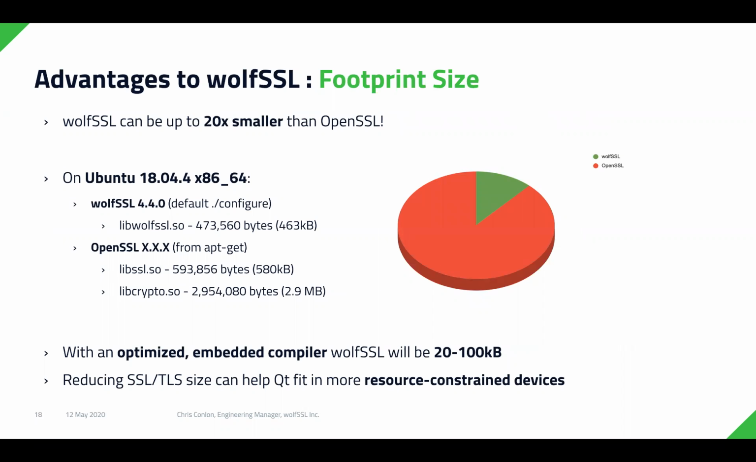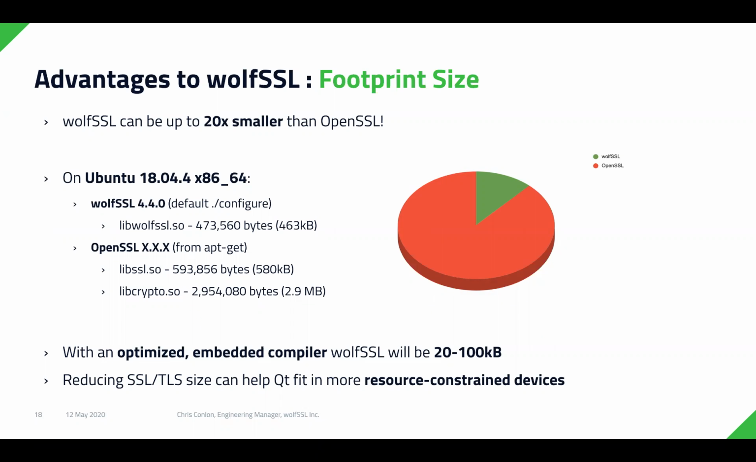Another advantage to wolfSSL is footprint size. So wolfSSL can be up to 20 times smaller than OpenSSL. When I was putting together this slide deck, I did a quick footprint size benchmark on Ubuntu 18.04.4 on an x86-64 platform. You can see those numbers here in the middle of this slide.